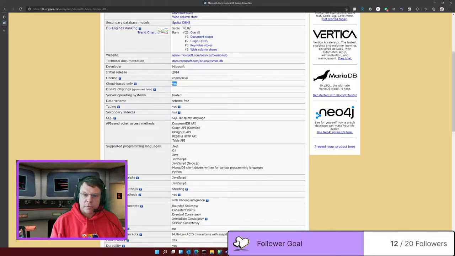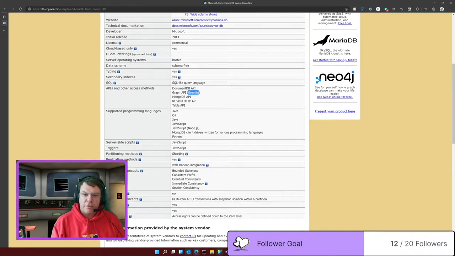Schema free, a variety of APIs. So they've got their own sort of document DB API, I can see. They've got a Gremlin API. So if you were with me the last couple of weeks, we talked briefly about Gremlin as being one of the two main popular languages at the moment for querying a graph database. And they've also got some RESTful, and they apparently use the MongoDB API probably for their key value store, rather. They support a variety of different languages, so C#, .NET, Java, JavaScript, so that's great. It's going to be easily accessible for me in terms of languages. They've got partitioning, triggers. Okay, so this is looking interesting again, ACID transactions.